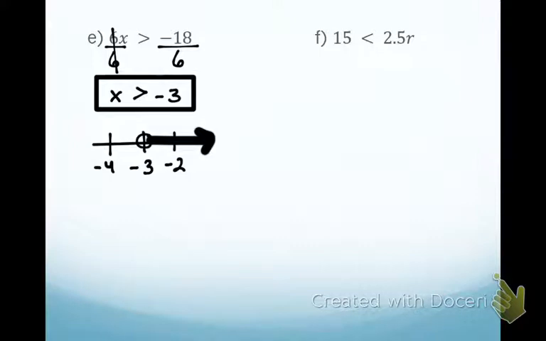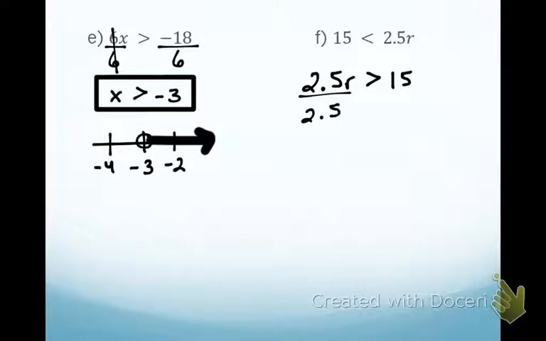Who wants to do the next one for me? Nehemiah, go ahead. 2.5r is greater than 15. Excellent. He tells us that we want to make sure that variable is on the left side of our inequality symbol. How do I get rid of that multiply by 2.5? Divide by 2.5. Okay, be careful.